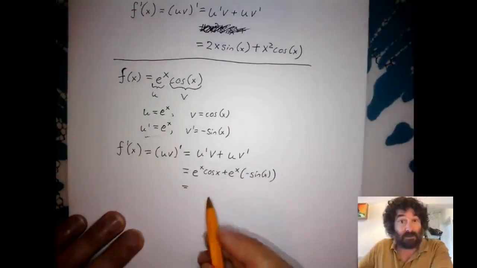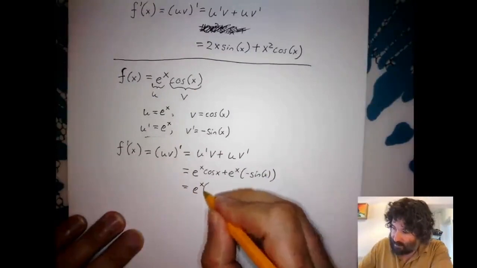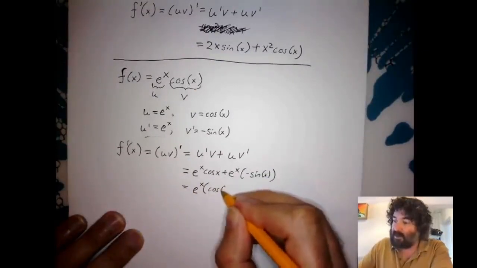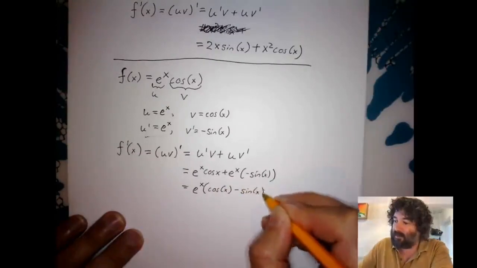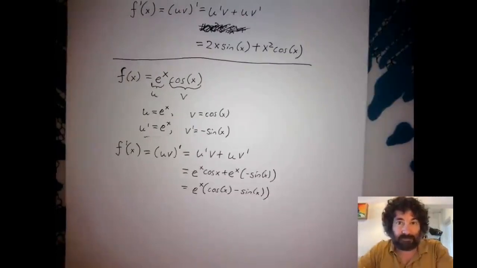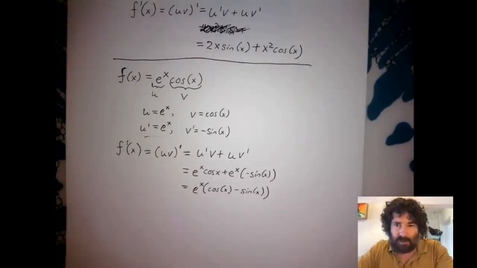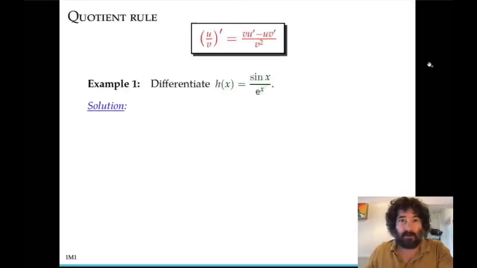And so we can simplify this slightly. We factor out the e to the x, you have e to the x times cosine of x minus sine of x, the derivative of this product, using the product rule. Okay, so this is the product rule. I'm not going to do any more examples only showing the product rule. We'll move on to the quotient rule.